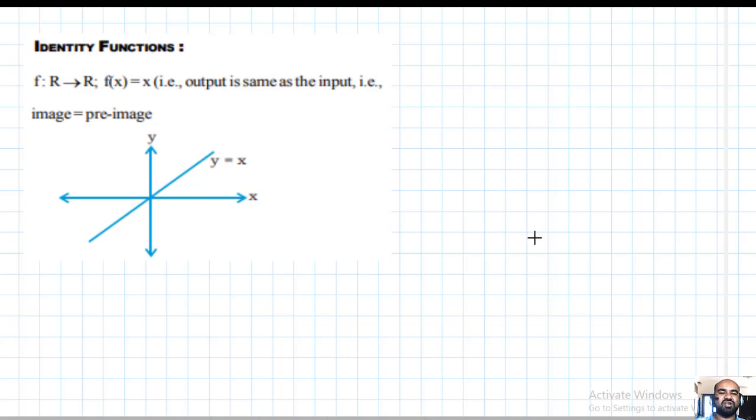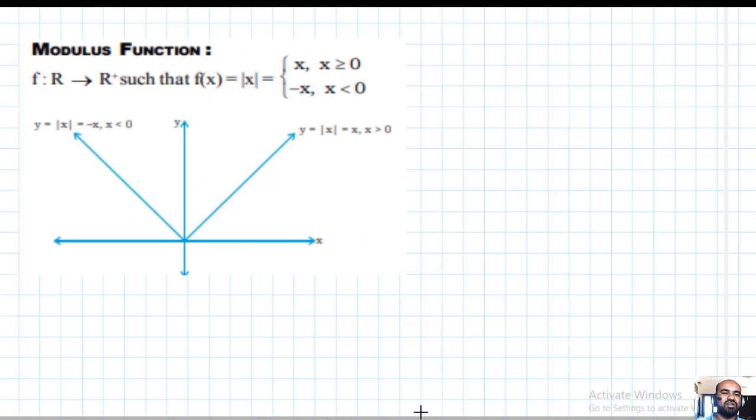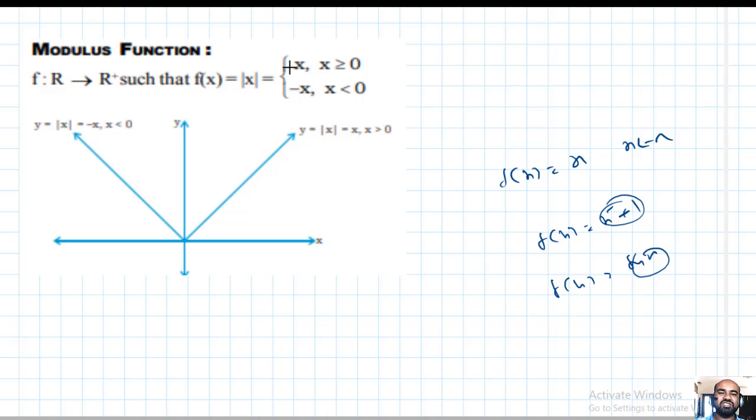The constant function and identity function are explained. Next, the modulus function. From here onwards I can say piecewise functions, important. Why am I saying piecewise? In all the previous types of functions, the rule is the same: f of x equal to x for x belongs to R, or f of x equal to x square plus 1, or f of x equal to sin x. Only one rule. But here there are piecewise rules, not one rule. Say f of x equal to x plus 1 for some x, f of x equal to x minus 2 for some x, f of x equal to x plus 3 for some x. Such functions are called piecewise functions.